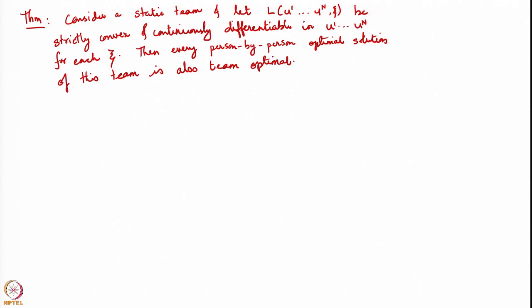Now, this theorem is not that hard to prove, but I will not get into its proof though. But let us realize a few things about this and notice a few things about this. See, notice that this theorem is asking us that L has to have two properties. It has to be continuously differentiable in the U1 to UN and it has to be strictly convex in the U1 to UN. It is not asking for any requirement from psi. So, you just need that strict convexity and continuous differentiability hold in U1 to UN for each value of psi. That is all that is being asked, right.